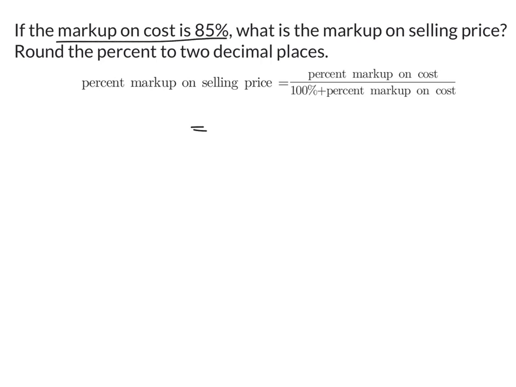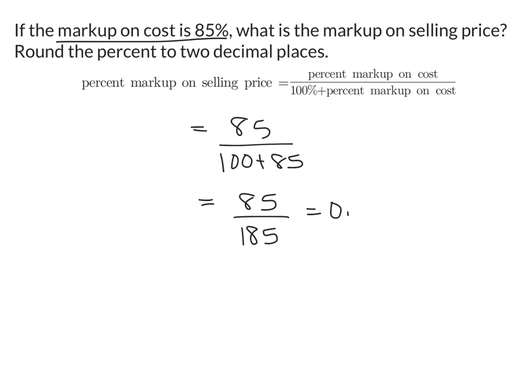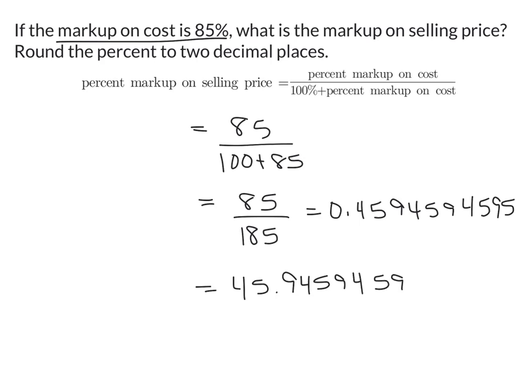So we're told that the percent markup on cost is 85%. So we have 85 divided by 100 plus 85, which gives us 85 divided by 185. And when we do that calculation, we get 0.4594594595. And we'll write this as a percent by multiplying by 100. So we have 45.94594595. And then we'll round to two decimal places. So since the number next to the 4 is a 5 or greater, we'll round that 4 up to a 5. So our final rounded percent is 45.95%. And that is the percent markup on selling price.